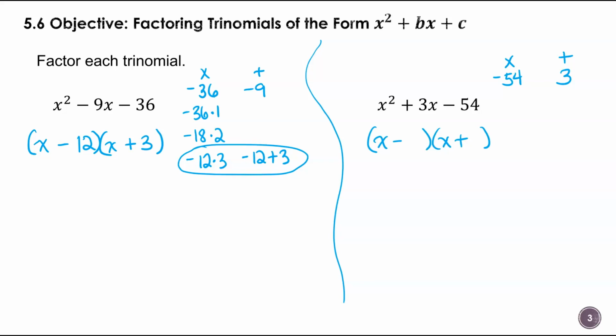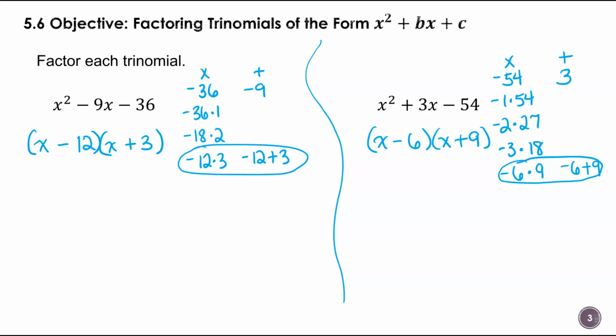So I'm going to list it this way. I'm going to say negative 1 times 54. So the bigger number is going to be the positive one because I need a positive sum. Negative 2 times 27. Let's see, I think negative 3 times 18 is also a factor. And then we're going to jump to 6 and 9. Okay, so it's going to be a negative 6 times a positive 9. And that's the one that gives me the correct sum, right? So here's, I've found what I need, and it's a negative 6 and positive 9.